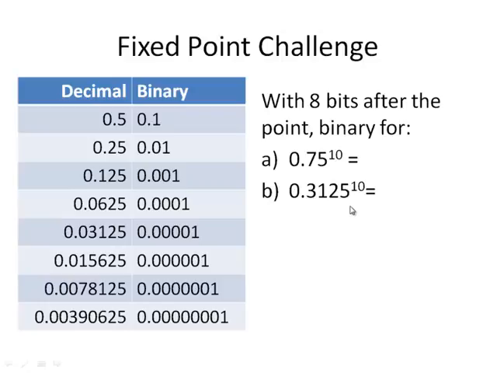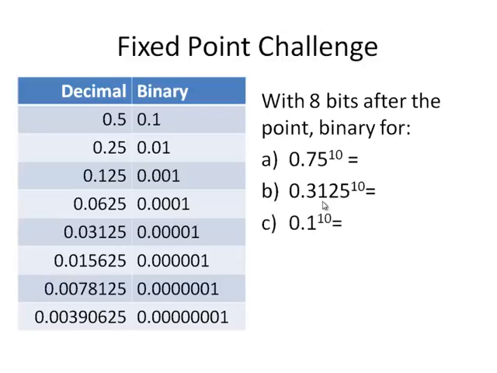0.3125, well, don't get thrown off by this value here. 0.3125 is the same as 0.25 plus 0.0625, so the binary for this would be 0.0101 and then zeros after that.